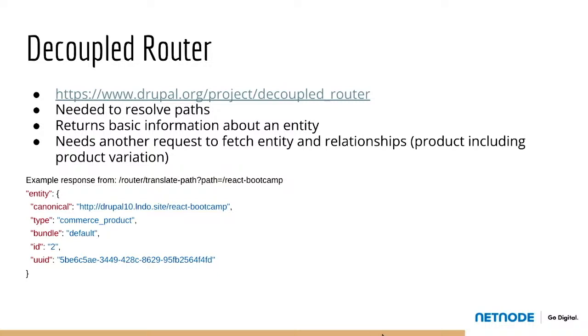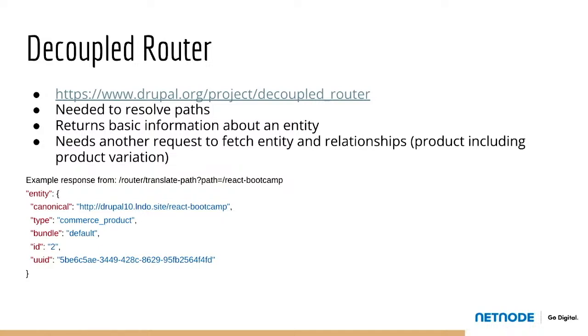So the first thing I'm going to talk about is the decoupled router. This is how we handle product pages, because in the front end we have dynamic routes. So for example, there is /react-bootcamp, which would be a product on the back end, and we need to resolve this somehow on the front end. And for this, the decoupled router comes in really handy.